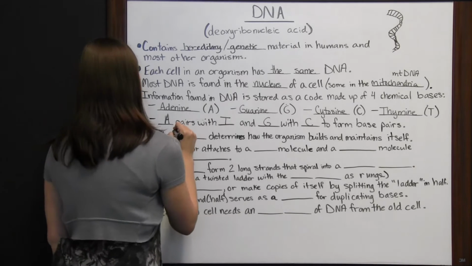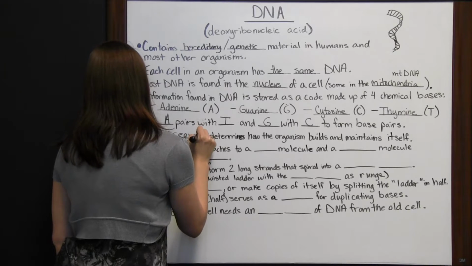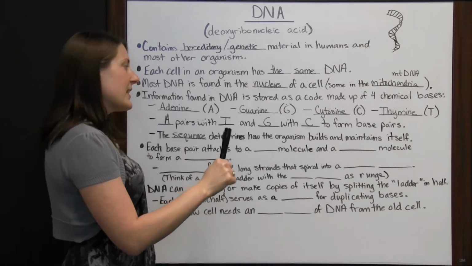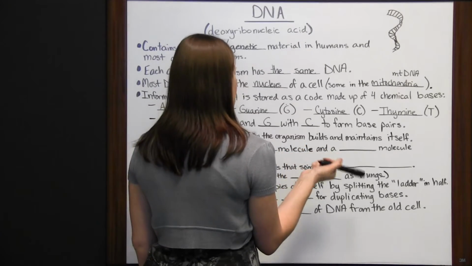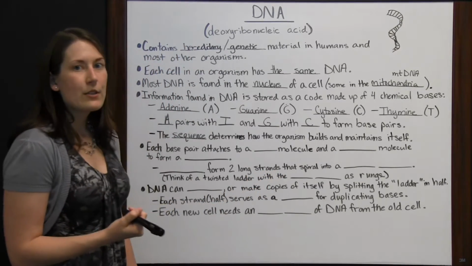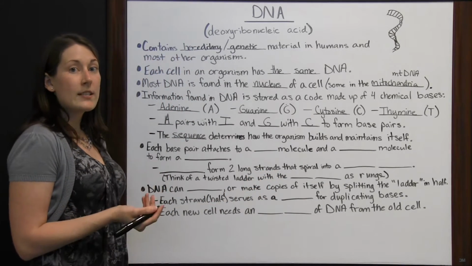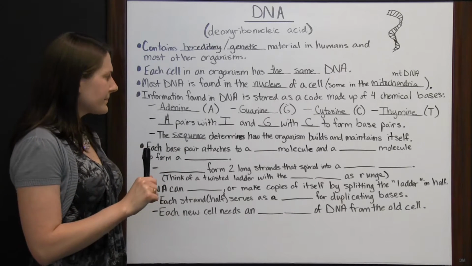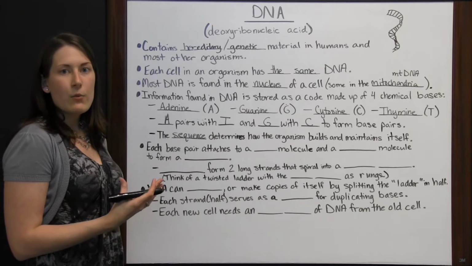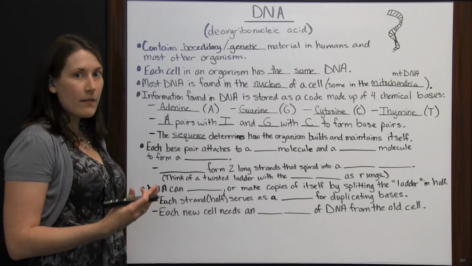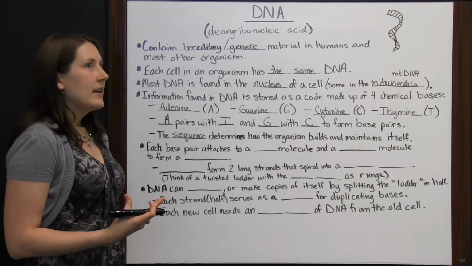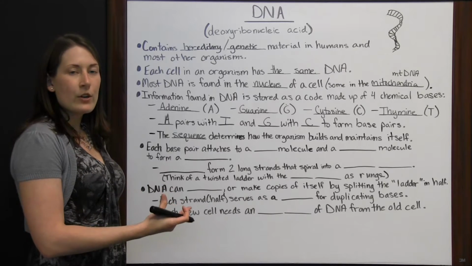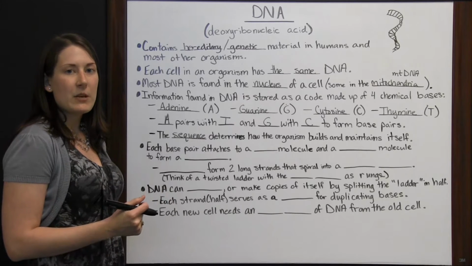The sequence of the adenine, thymine, guanine, cytosine pairs determines how the organism builds and maintains itself. So it's important to think about this. Not every organism or every person is going to have the exact same sequence of base pairs. You might think of the alphabet. We use 26 letters to form all of our words and sentences, but the way that they're arranged, the sequence of those letters, is what lets us know what word is being communicated, what sentence is trying to be communicated.